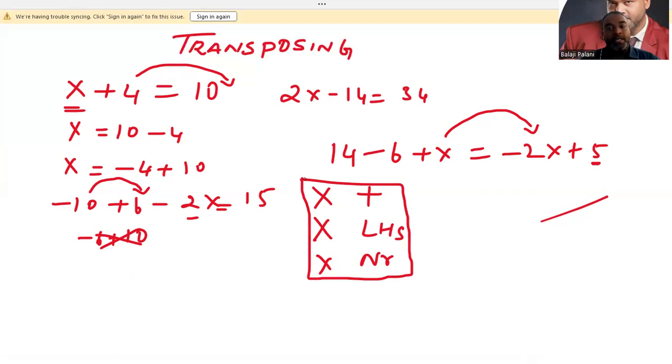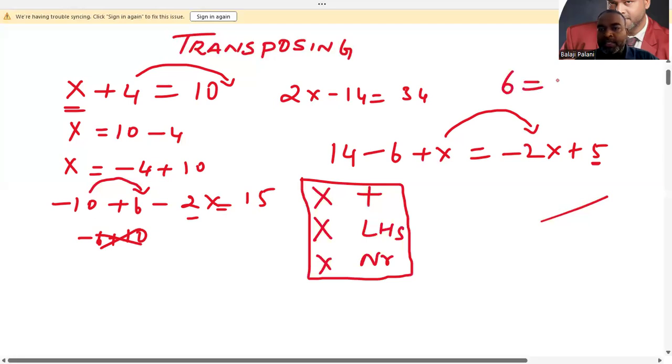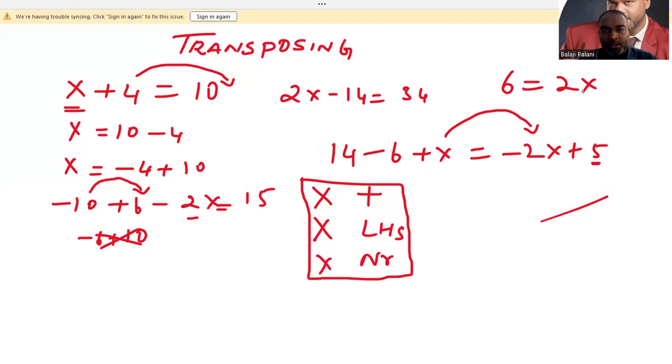99%. Okay, it doesn't mean you have to use this everywhere in this manner. See, for example, I've seen students giving the answer like this: 6 is equal to 2x. And they are afraid to move this 2x here and 6 there. It's all the same. You bring this 2x here, it becomes negative 2x. If you take the 6 to the other side, it becomes negative 6. x is equal to 3 ultimately, right?